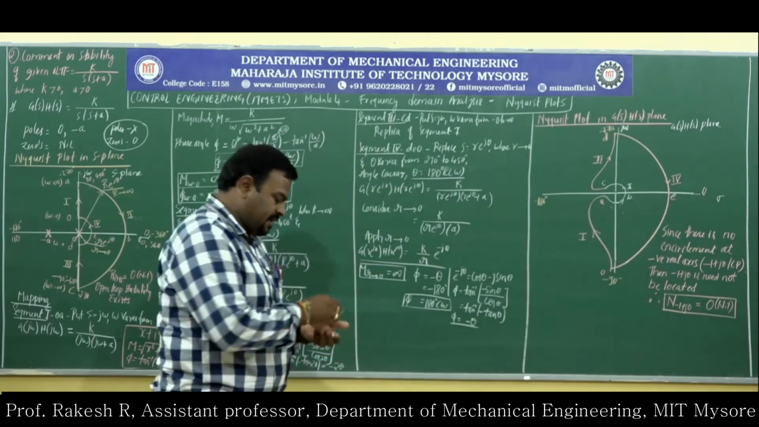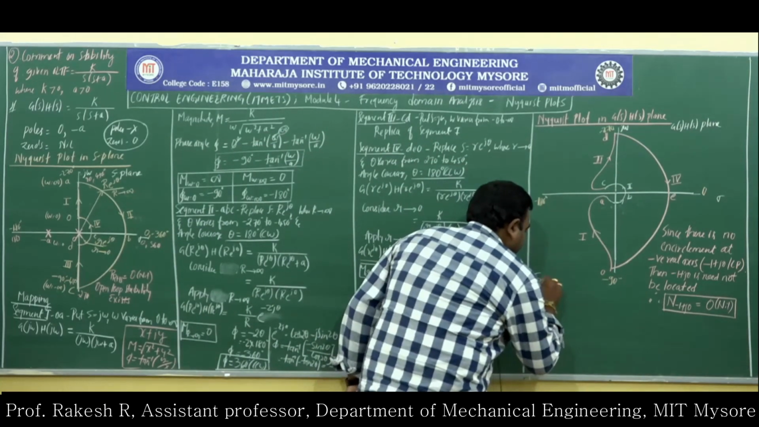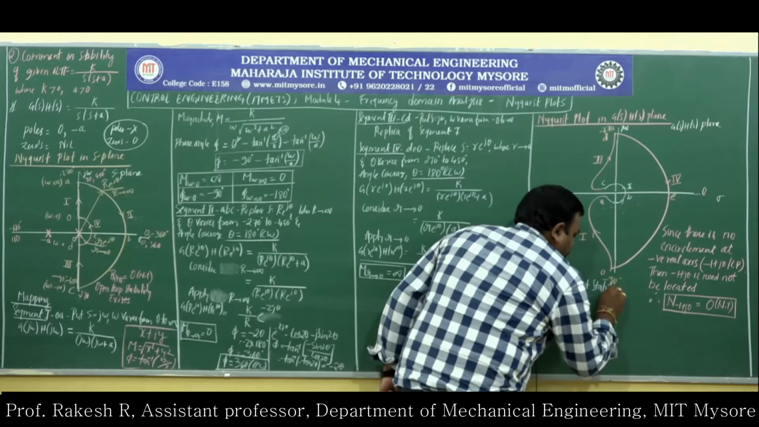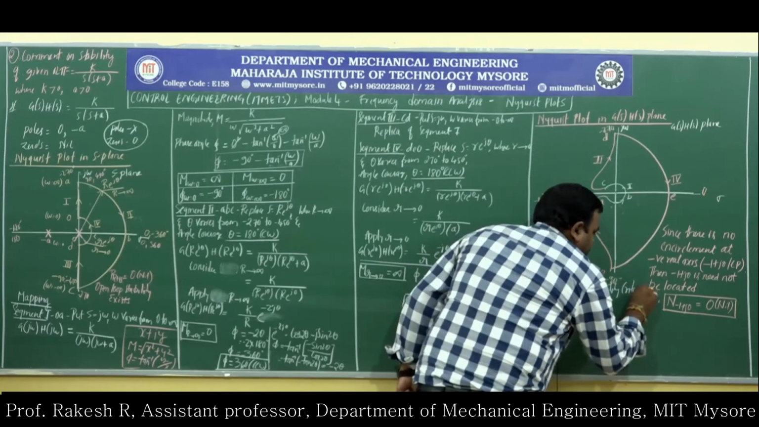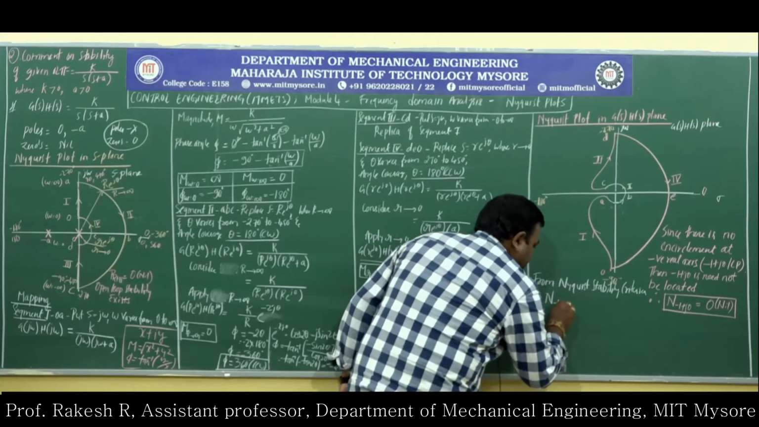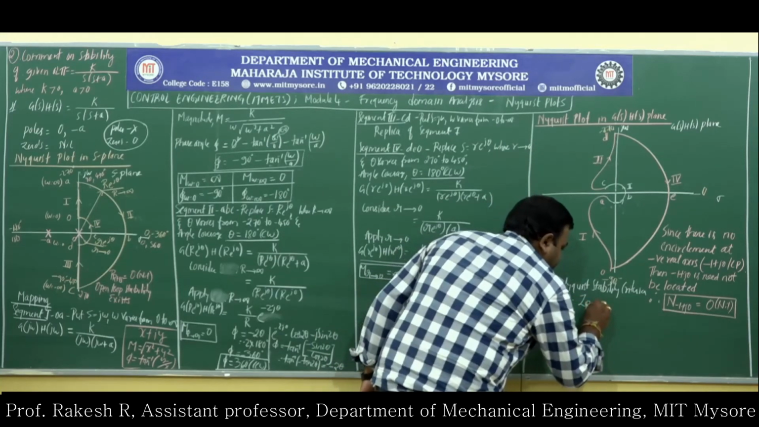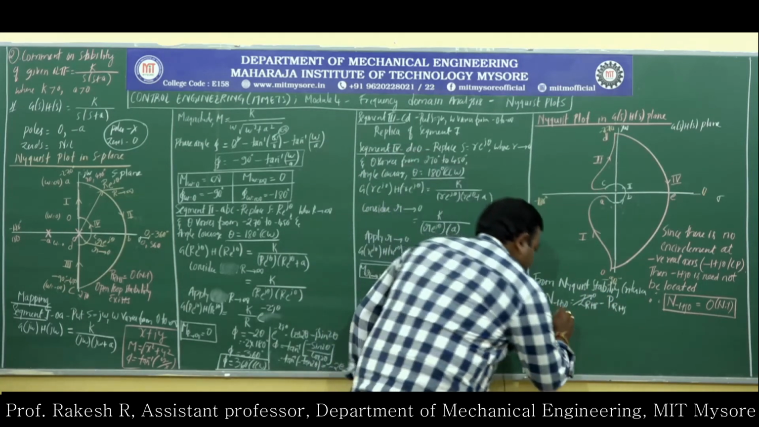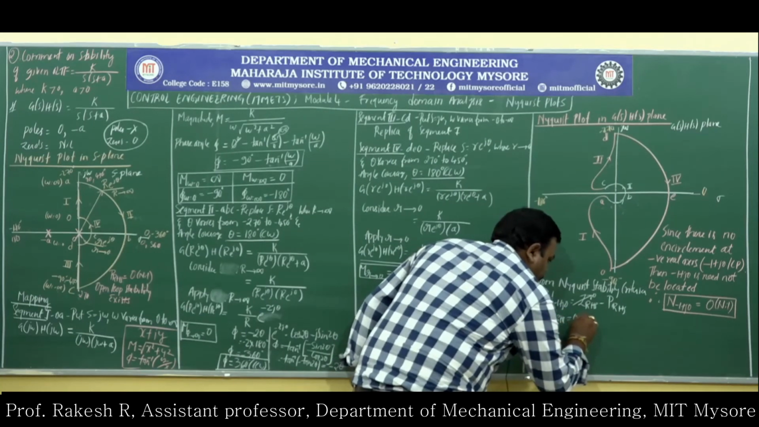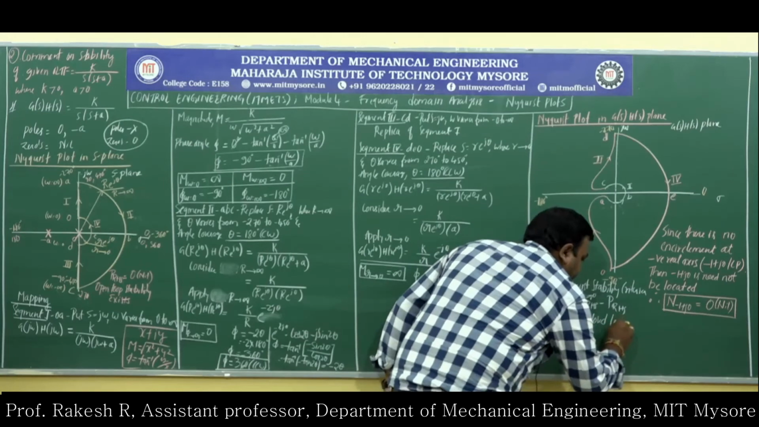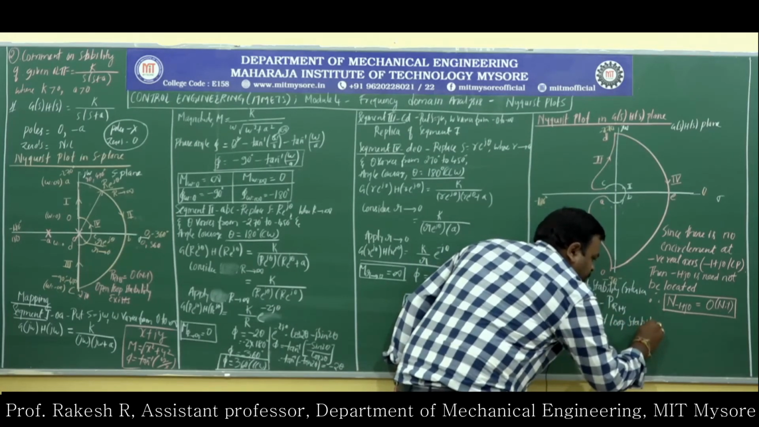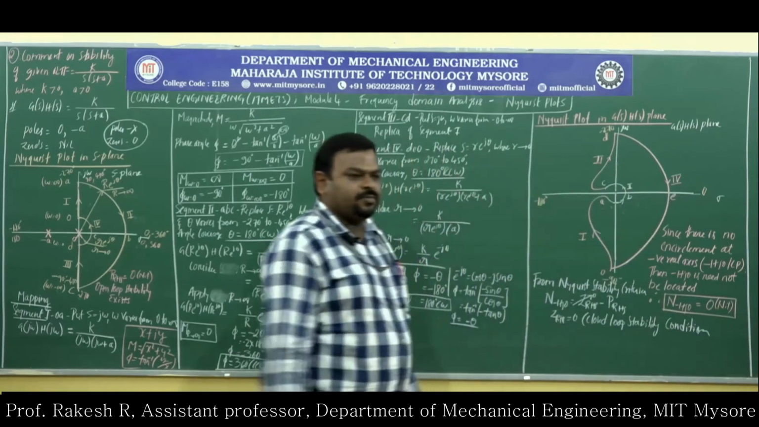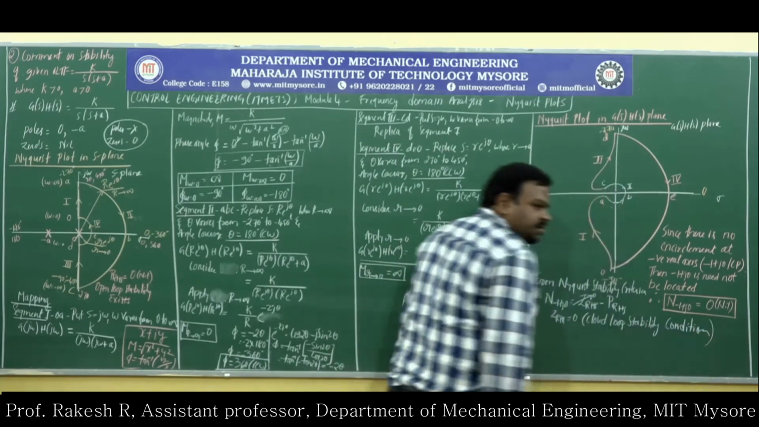There are no encirclements. Hence, from the Nyquist stability criterion, what is the Nyquist stability criterion? N of minus 1 plus j0 is equal to Z of RHS minus P of RHS. Z of RHS is equal to 0. Why? Because it is a closed loop stability condition. That's why Z of RHS is equal to 0.